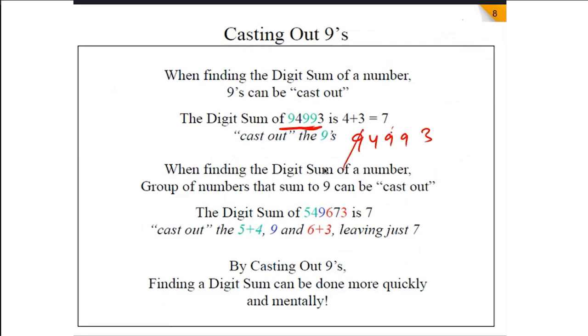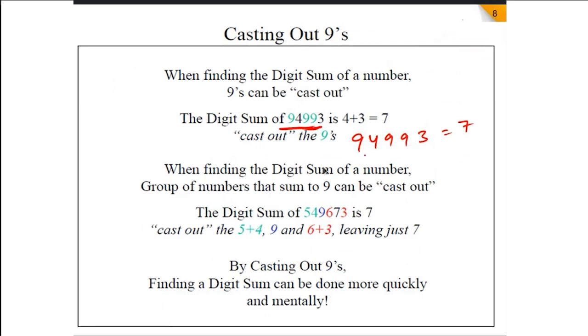There is a 9, another 9, and a 9 and 3. All these numbers are multiples of 9. So we are going to eliminate this. So what is the remaining number? 4 and 3. So what is the digit sum of this number? 7. If you say, no sir, I wanted to add all these values, then we will see what is going to happen.